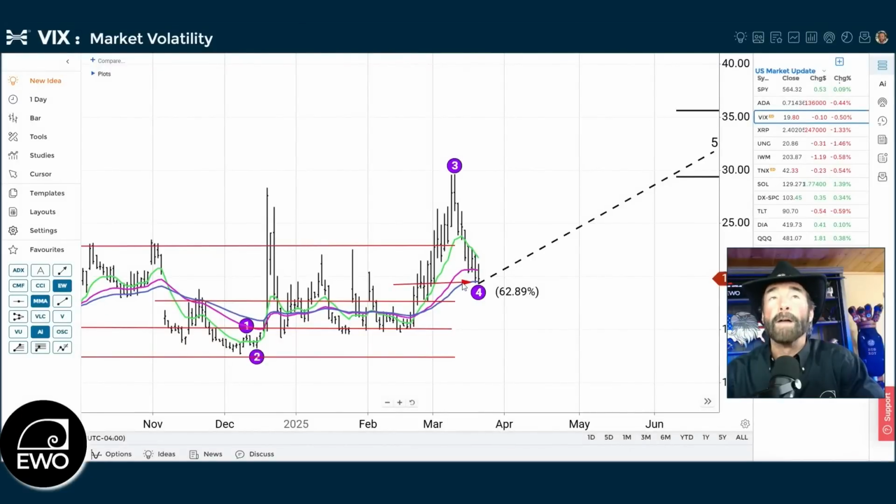But look where we are. We're sitting right on the 50-day moving average of the VIX, and it's also right at the 61.8% level. So is the VIX going to start trending higher again? If it is, then likely the markets are going to start trending lower.